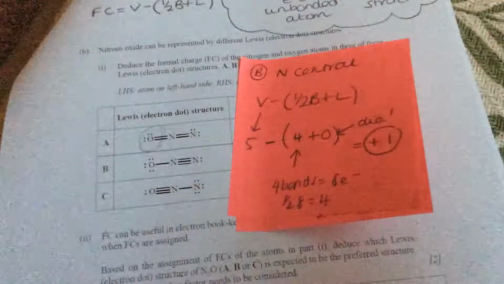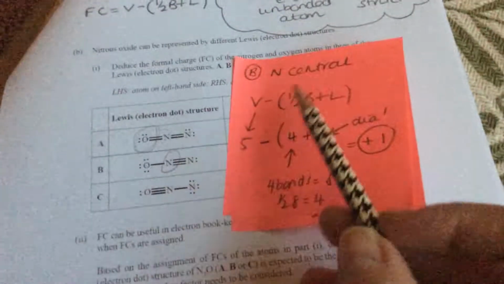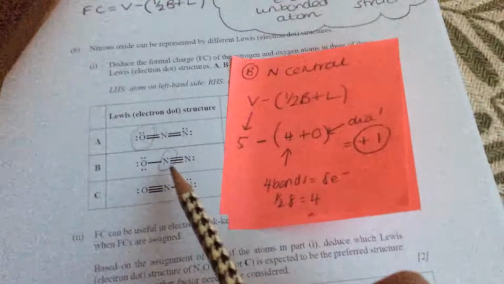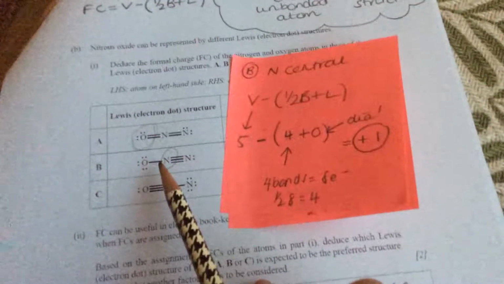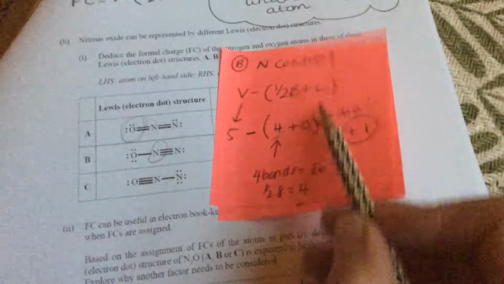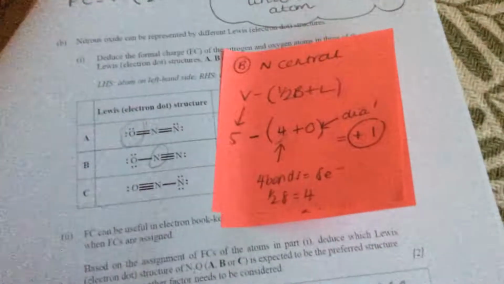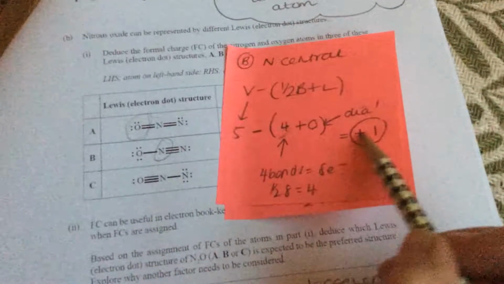Let's do another one. So we've got B, we're going to look at the nitrogen that is central. So we're going to look at this one here. V is 5, nitrogen's in group 5, 5 valence electrons. Half of B, this nitrogen has got 1, 2, 3, 4 bonds. If it's got 4 bonds, it's got 2, 4, 6, 8 electrons. Half of 8 is 4. Whichever way you think about it, it works. Plus 0 lone pairs. Have a look, there's no lone pairs there. So plus 0. So 5 minus 4 plus 0 gives us plus 1.